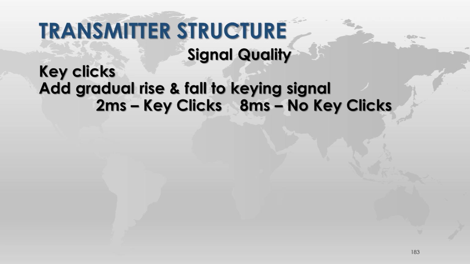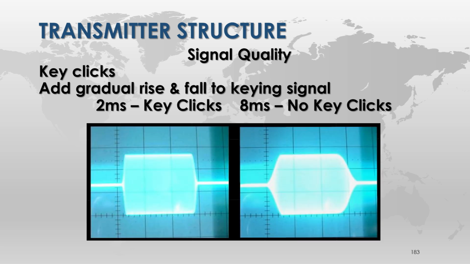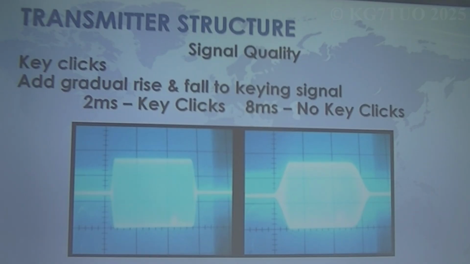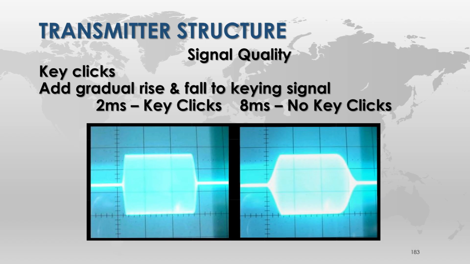So instead of just slamming the power on and off, it gives it a tiny bit of a ramp up. And there's the difference. That's going to give you key clicks, and that tiny bit is your millisecond. Now that's 2 milliseconds, and that's 8, so 8 thousandths of a second on the right-hand side there. And that will eliminate key clicks. Now, I've heard CW, I've never been able to figure out whether it had key clicks or not.